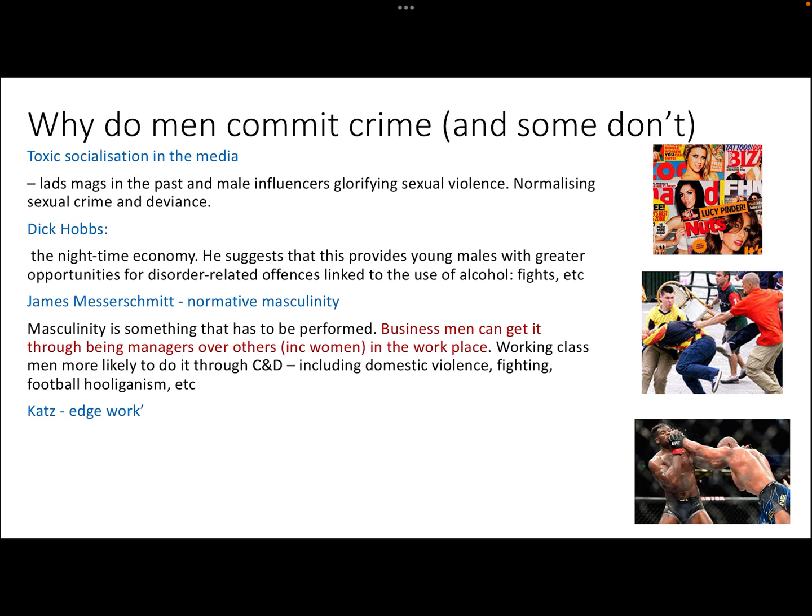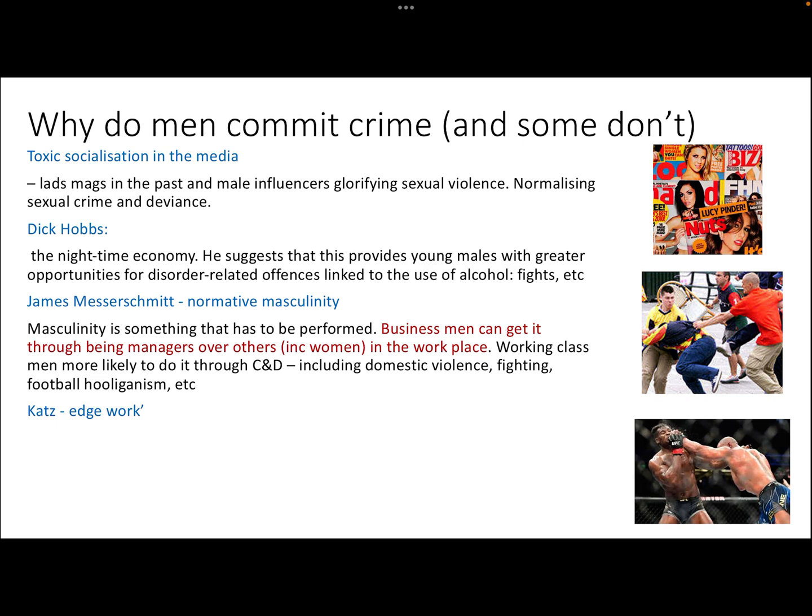And they can do this through things like crime and deviance. It can be things like drug taking. It can be through things like fighting, but it also includes things like domestic violence, which obviously would assert their control over women that they're maybe not able to do in the workplace. Football hooliganism is quite a good example of where working class men are able to perform in a really masculine way, where quite often alcohol, drugs, and fighting are all mixed up together.